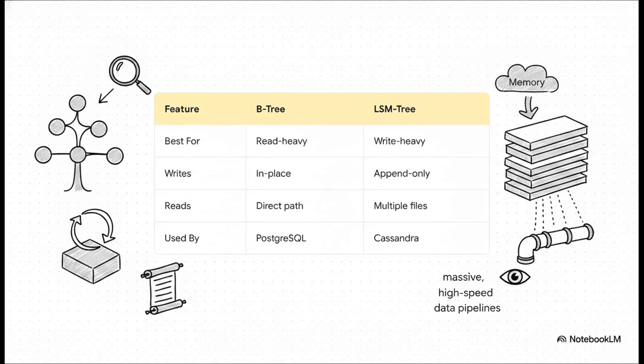workloads. Instead of constantly doing these slow, in-place updates directly on a disk, an LSM-tree appends new data to memory first. It just quickly writes it down sequentially. Later on, a background process flushes that memory to disk as immutable files. It trades a slightly slower read time, because it might have to check a few different files, for dramatically faster writes. That's exactly why tools like Cassandra and RocksDB rely on them for massive, high-speed data pipelines.